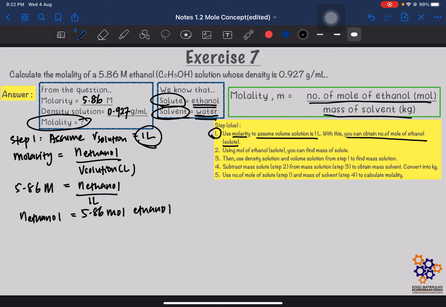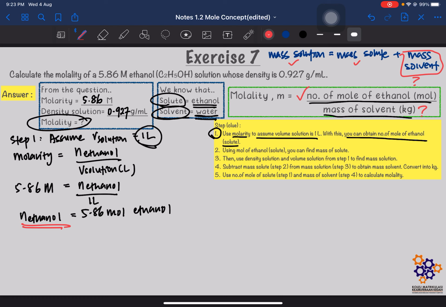Okay, now that we already get our value for the number of moles of ethanol, this one is settled. So now we want to find the mass of solvent. We know that mass of solution is equal to mass of solute plus mass of solvent. So what we need to find now is actually the mass of solvent. We need to find the mass of solute and mass of solution to get the mass of solvent. We already have our moles of solute, moles of ethanol, so we can use it to find the mass of solute.